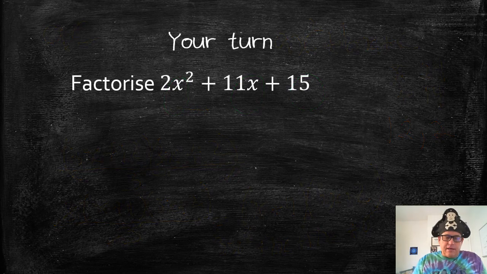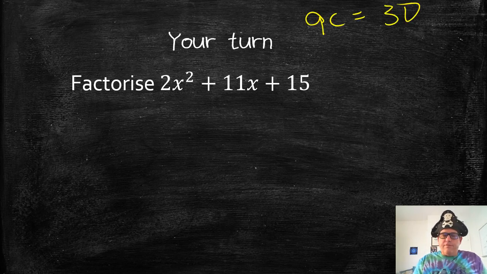Okay, let's try this. I'm going to go ahead and work through this one with you. So our AC method, AC equals 30, right? 2 times 15 is 30. So I want things that multiply to 30 and add to 11. So let's check out our things that multiply to 30. 1 times 30, that doesn't add to 11. 3 times 10, that doesn't add to 11. 15 times 2, that doesn't add to 11. 6 times 5, that multiplies to 30 and adds to 11. So the numbers I'm going to use are 6 and 5.